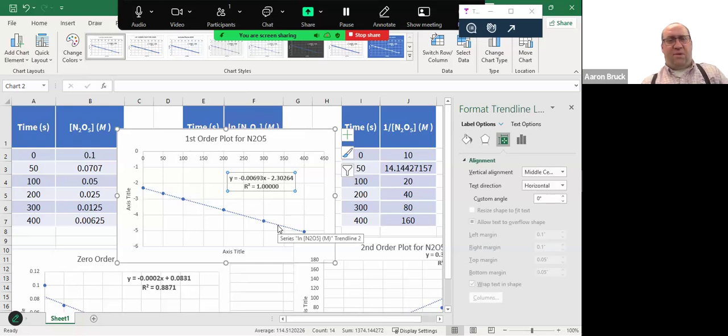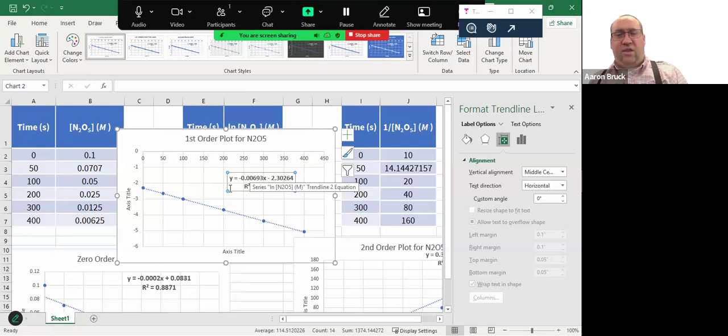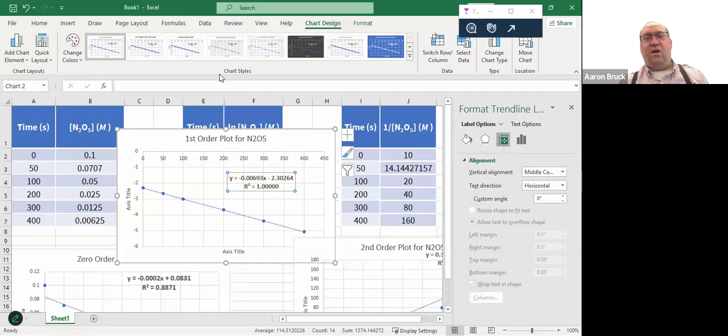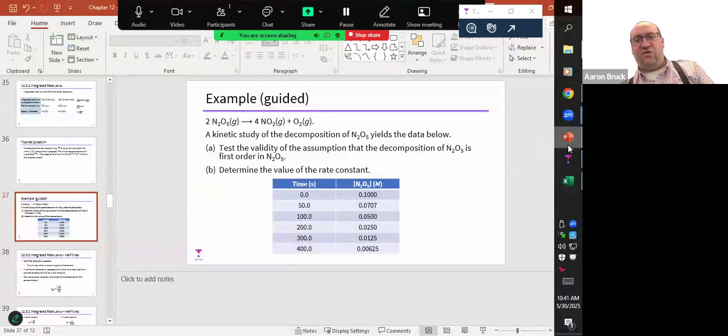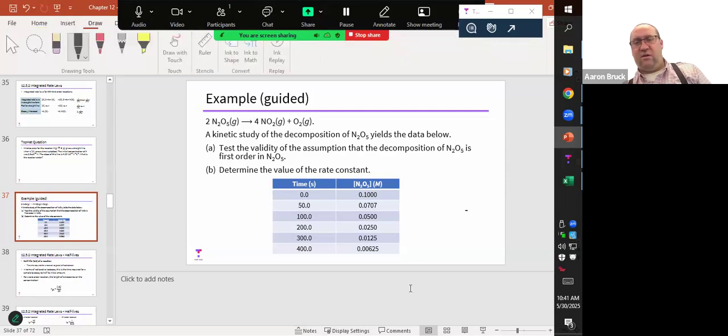So all we did was we just manipulated the numbers here in the text box to give us that third significant figure. The rate constant is the opposite of the slope. So the slope was negative 0.00693. That means that the rate constant would be positive 0.00693. And the unit there, since it is first order, would be reciprocal seconds.